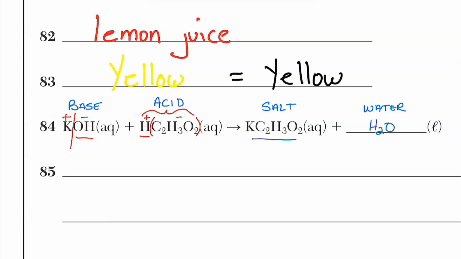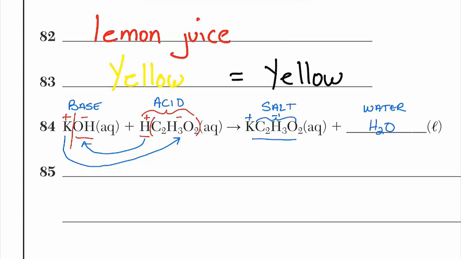So what we're going to do is switch partners. The K+ is going to go with this negative, and this H+ is going to go with this negative to make water. So that's how you do it. We already have the K+ hooking up with the acetate ion -1, which is listed in Table E, and I'll spare you going to Table E right now.